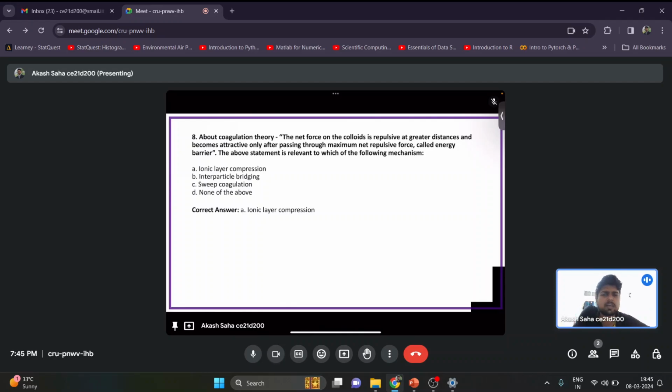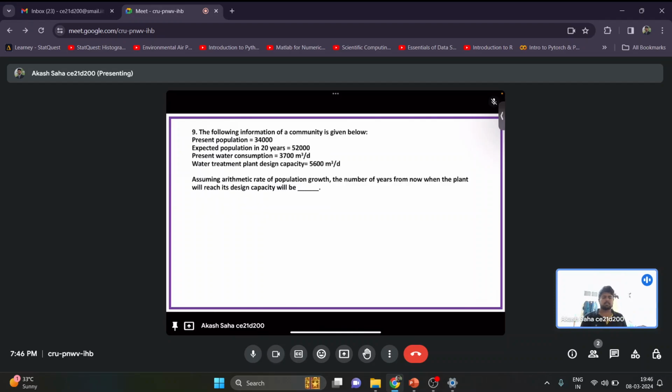Whereas interparticle bridging is just in the long chain polymers, how the particles are getting attached. And same in the case of sweep coagulation, how the gelatinous flocs are formed, like in the case of alum or Al3 plus. So the mechanisms are different, whereas there is a repulsive and attractive force concept in the case of the ionic layer compression. Okay, so option A is correct.